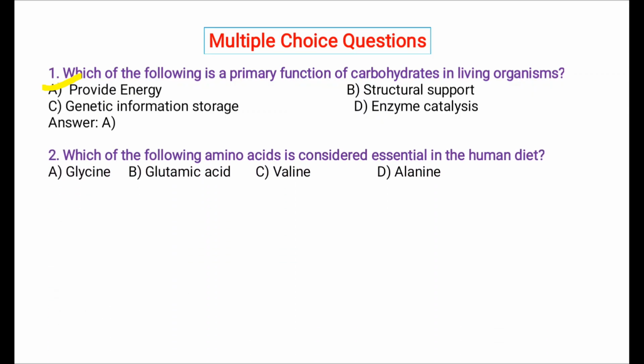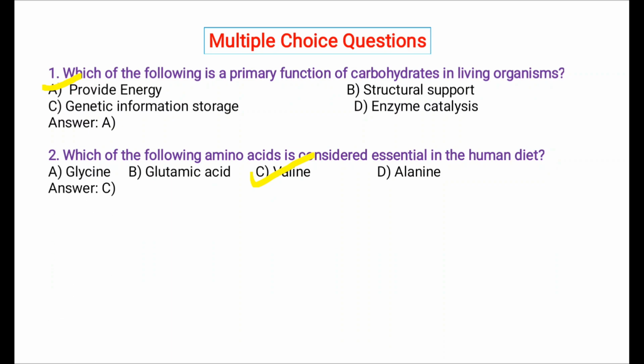Next, which of the following amino acids is considered essential in the human diet? An essential amino acid is one that cannot be synthesized in the body. Non-essential amino acids are synthesized in the body. Options: A. Glycine, B. Glutamic acid, C. Valine and D. Alanine. The essential amino acid is valine. C is the correct answer.